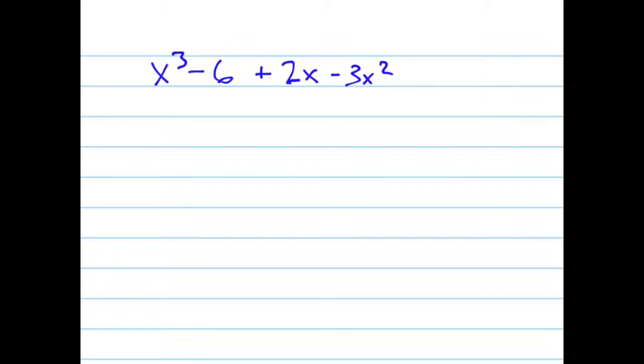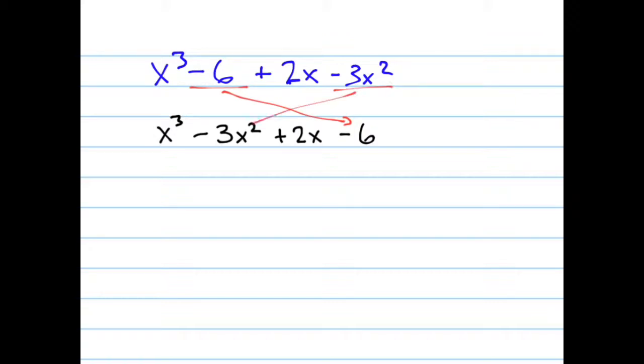Okay, so we go from highest power to lowest power. Now the highest power is already first. What goes next? Negative 3x squared. Make sure the sign goes with it. Plus 2x is the next term, and then minus 6. Now everything's in order. And notice, again, the signs go with the numbers. It was a negative 6 there, so it's got to be a negative 6 over there. There's a negative 3x squared there, so it's got to be a negative 3x squared there.